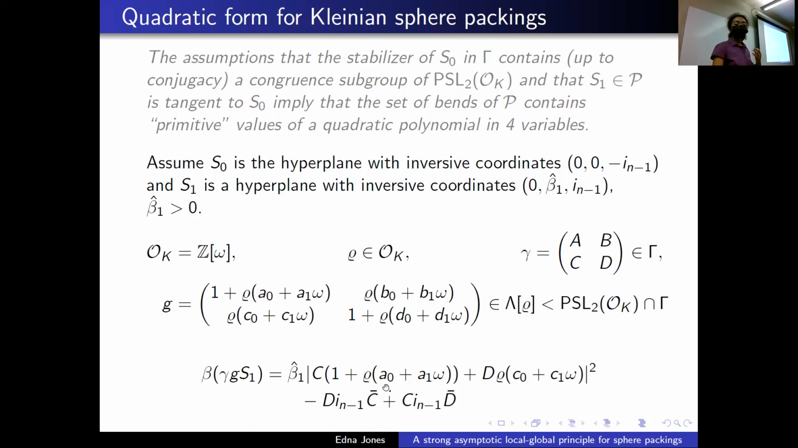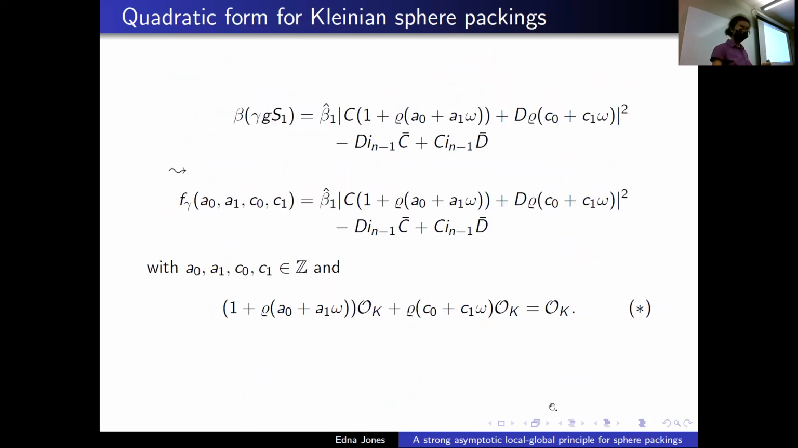Note that here only A0, A1, C0, and C1 appear. So it's only these two entries of this matrix; B0, B1, D0, D1 do not appear. That's because I assumed that S1 is tangent to S0. If I did not assume that, all my A's, B's, C's, and D's would appear here.